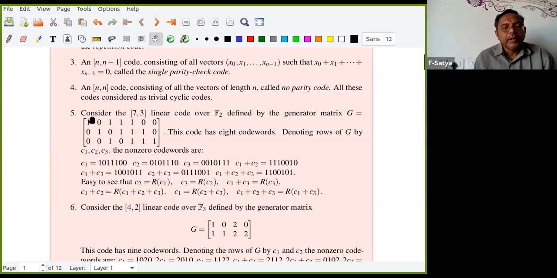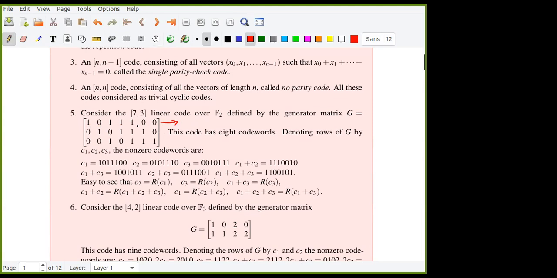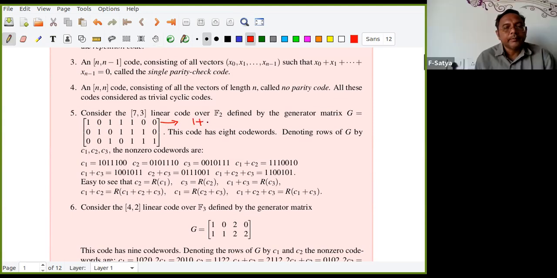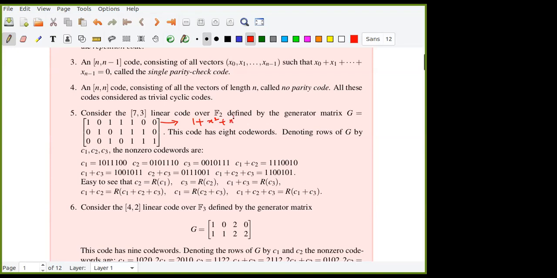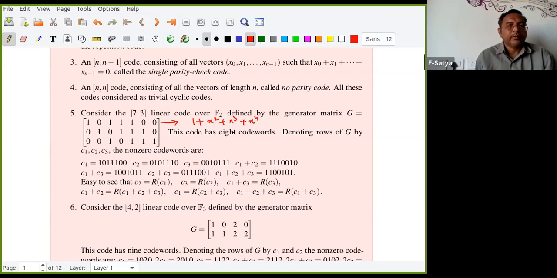Okay, so look at this polynomial. The first one. You see the first row. Can somebody tell me what is the polynomial corresponding to this row? Convert this into a polynomial. We gave that correspondence, right? 1 plus x square plus x cube plus x raised to 4. x raised to 4, right?